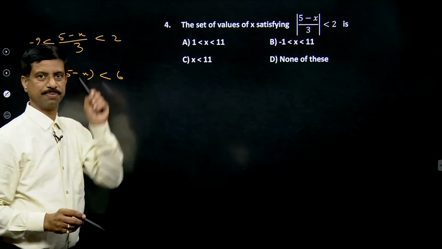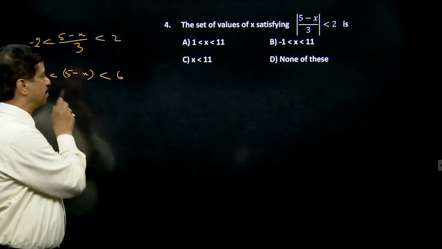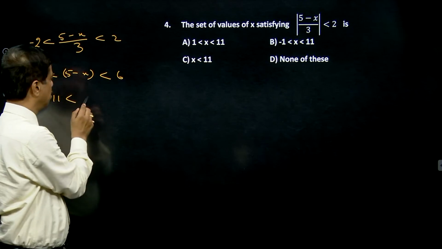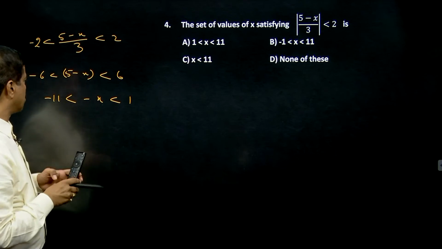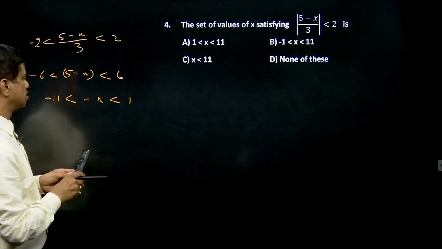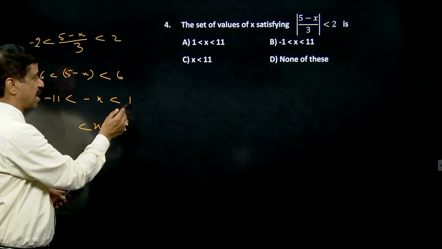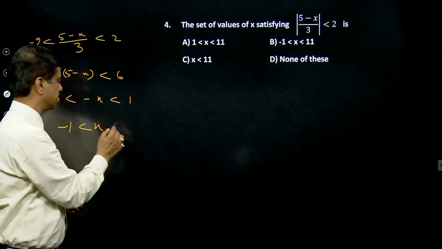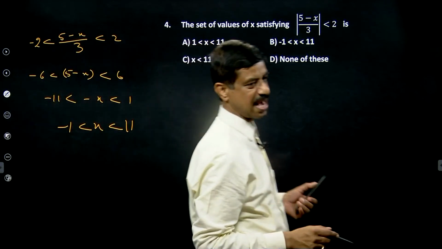Multiplied by 3 throughout. So next I'll subtract 5 everywhere. Minus 6 minus 5 is minus 11, less than 5 minus 5 is 0 minus x, less than 6 minus 5 is 1. I want to eliminate minus sign. So multiply by minus sign throughout. So x is greater than, this 1 into minus 1 will come to the left side, minus 1, minus 11 into minus 1 is plus 11. So x is greater than minus 1, less than 11.